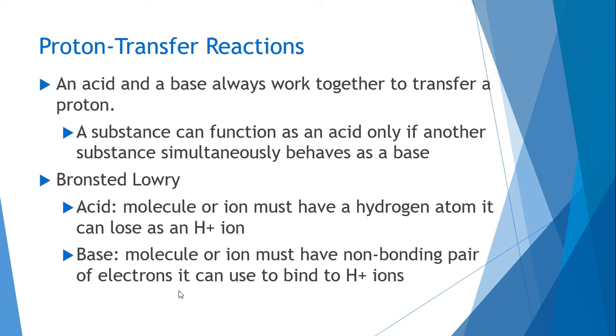Now, for an acid-base reaction to work, if we have an acid, we have to have a base to accept it. So they always work together. You don't have an acid if you don't have a base to accept it. So here with our definition of Bronsted-Lowry, an acid is something that must have a hydrogen atom in it so it can lose an H plus ion. So here we're losing hydrogen. A base tends to bind to hydrogen, or in other words, gain an H plus.